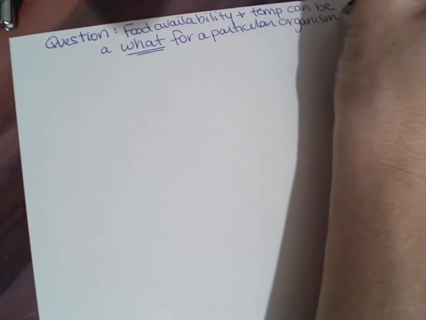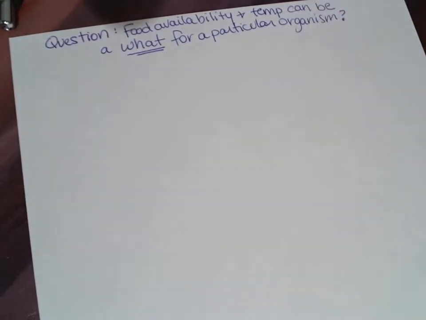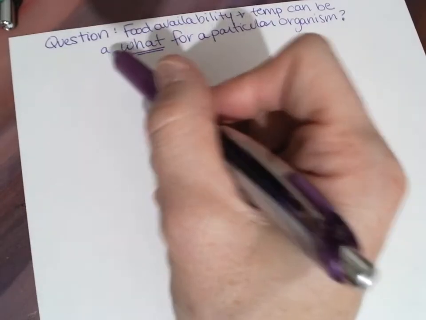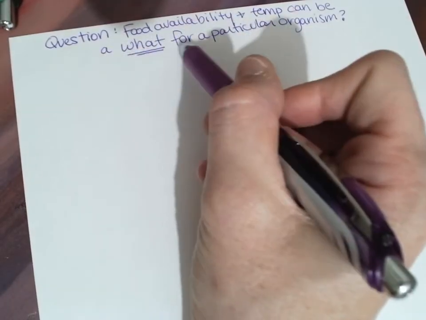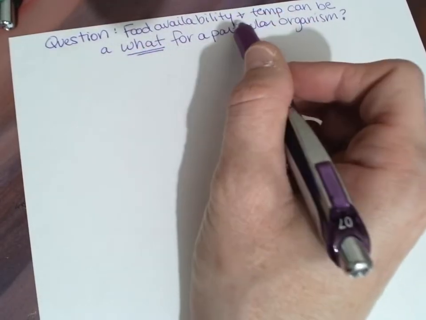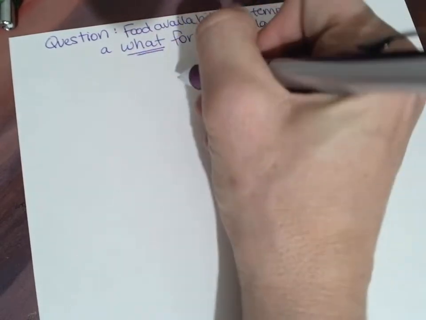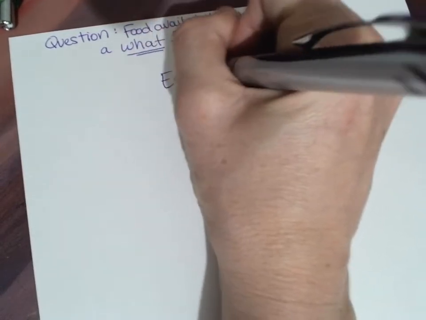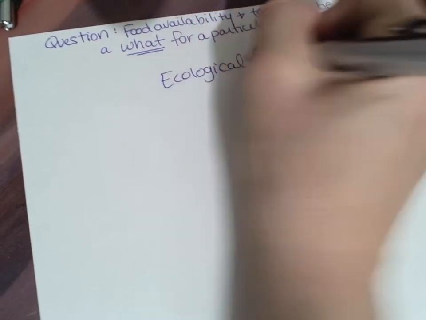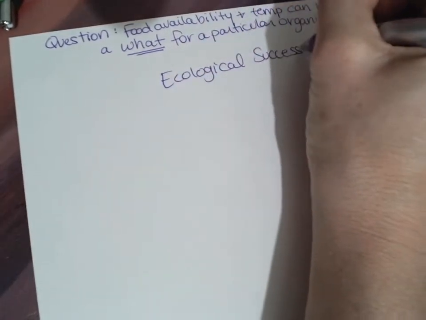Now, that doesn't make sense right now because you haven't learned the terminology, but once you do, then you're going to be filling in this blank, a blank for a particular organism. So food availability and temperature can be what for a particular organism? Okay. Ecological succession is our heading.